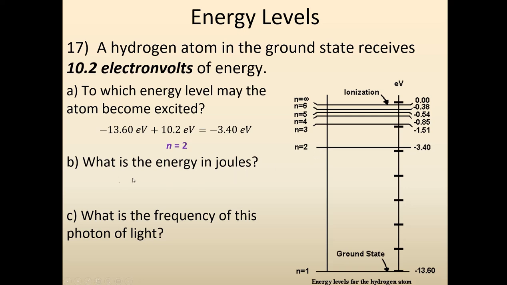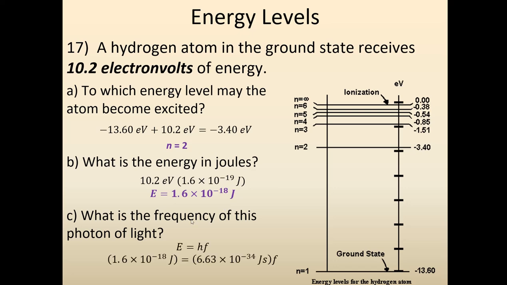They want the next part, they want the energy in joules, so this is just a conversion. 10.2 EVs multiplied by 1.6, and we get 1.6 times 10 to the negative 18. And then again, they want the frequency, so plug it into E equals hf, plug and chug, get 2.46 times 10 to the 15 hertz. All right, so again, you should start to see the pattern.